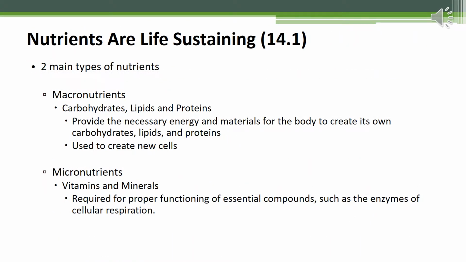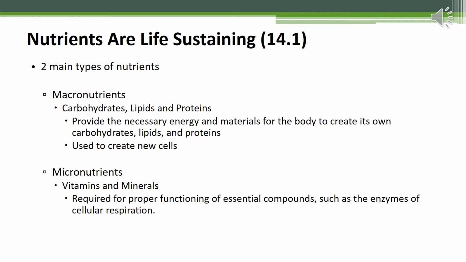Section 14.1, Nutrients are life-sustaining. There are two main types of nutrients. There are the macronutrients, which we've covered quite a bit, and these include carbohydrates, lipids, and proteins. These provide the necessary energy and materials for the body to create its own carbohydrates, lipids, and proteins, and we use all of these to create new cells.